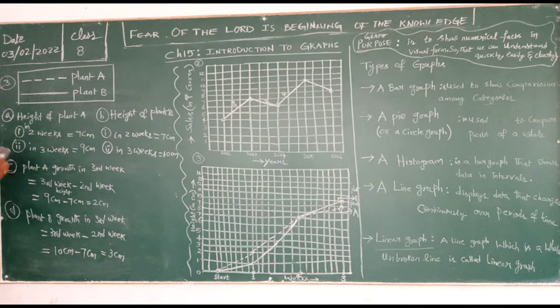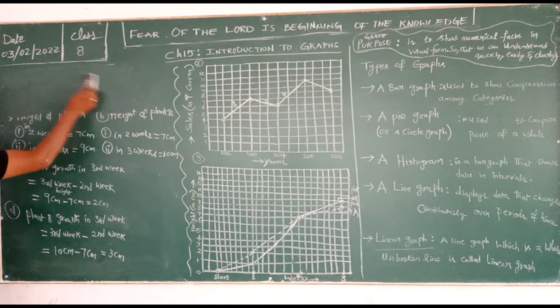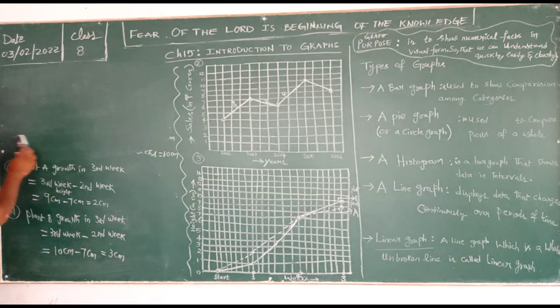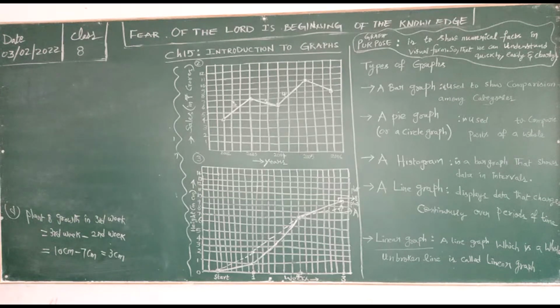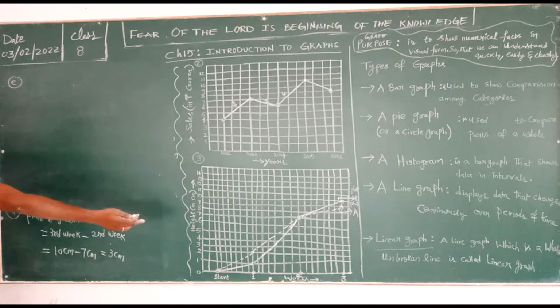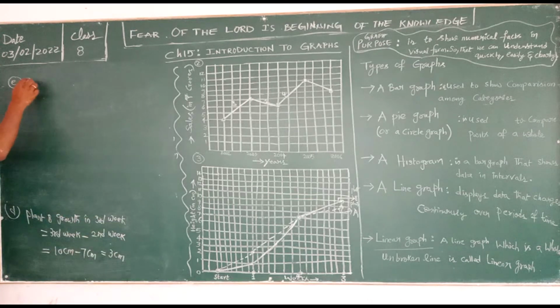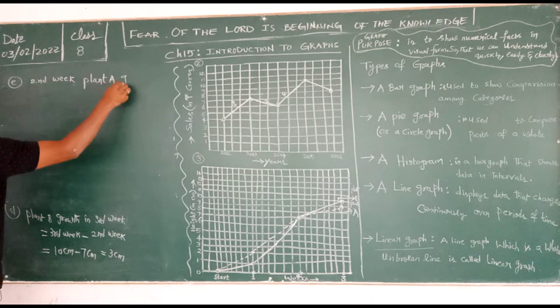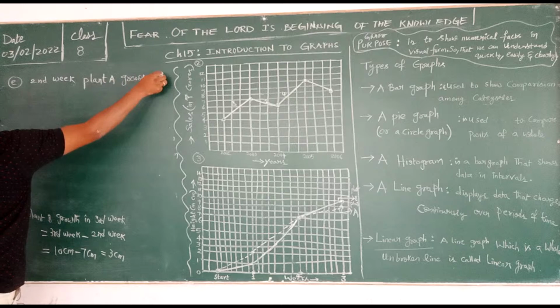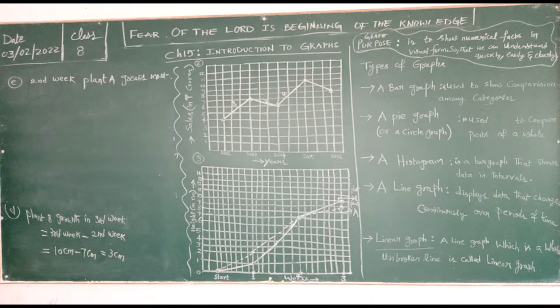All right, last and final, and we'll finish it off now. Let me write here: E, F, G. That is the last, and we'll close this session here. Now let's hear E. During which week did plant A grow most? So you observe first to second week. That means it is the second week. So the second week, plant A grows most.